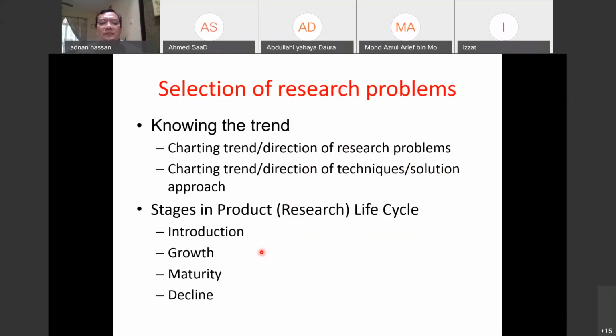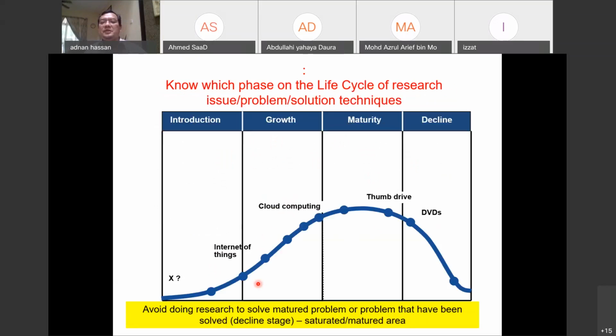If you are coming from industrial engineering, you may be familiar with the product life cycle: introduction, growth, maturity, decline. I just borrowed this diagram from production operations. If you look at this from the perspective of life cycle in terms of research issues, solution, and techniques, let's take a product. DVD now is on decline.